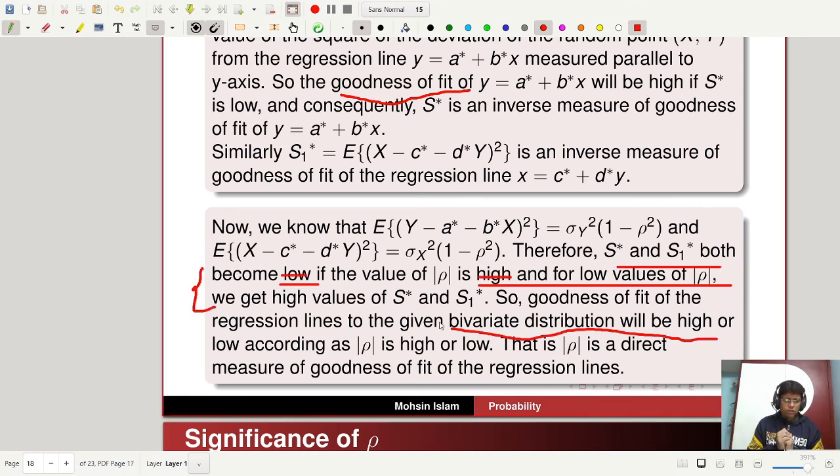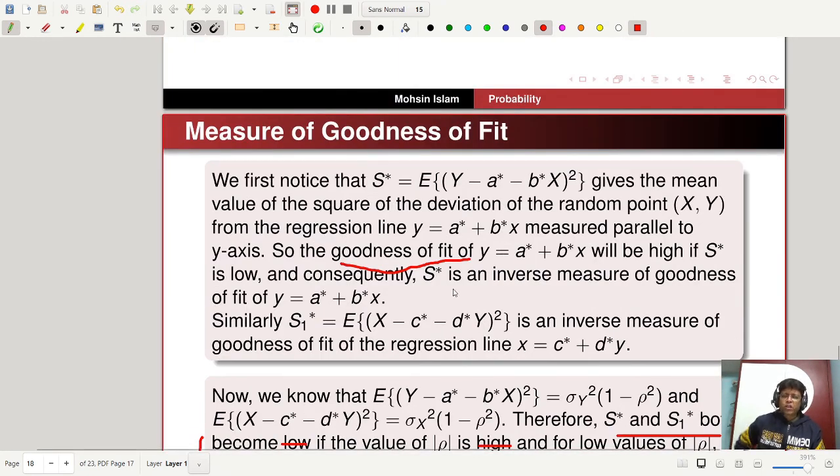In other words, mod rho is a measure of concentration of the probability mass about the regression lines. And mod rho is a very satisfactory measure of goodness of fit of the regression lines to the bivariate distribution, because it is dimensionless and independent of the choice of origins and scales of measurement. So this is about the measure of goodness of fit.